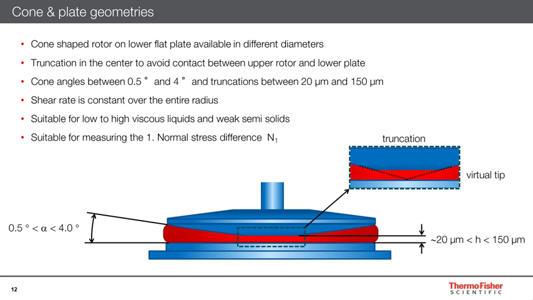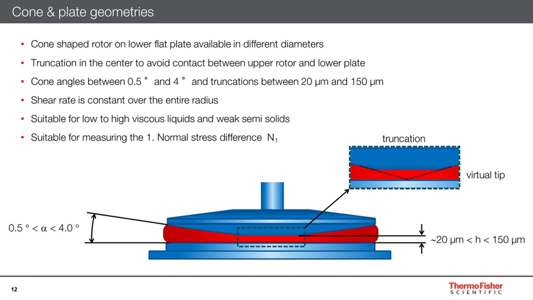Now, let's have a closer look at the different measuring geometries and start with cone and plate geometries. Cone and plate systems consist of a cone-shaped upper rotor and a lower flat plate and are available in different diameters and with different cone angles. A big advantage of the cone and plate geometry over the parallel plates is that the shear rate is constant over the entire radius. They are suitable for testing low to high viscous liquids as well as weak semi-solid materials such as emulsions and dispersions that contain only small particles.